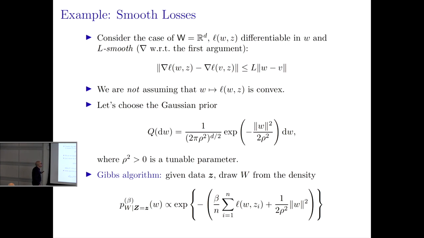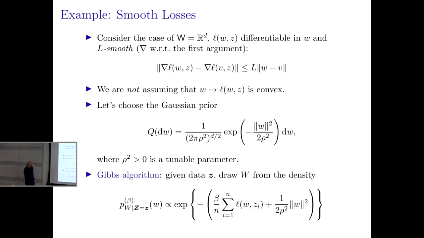We're going to assume that L, the loss, is differentiable in W, and it's also L-smooth. In optimization theory, when we say the function is smooth, it means that its gradient is Lipschitz, right? So it means that this function grows at most quadratically at infinity. The gradient with respect to W, and here we assume it's uniform in Z, the del symbol is only with respect to the first argument, and we assume that this gradient is Lipschitz. But we're not assuming that it's convex.